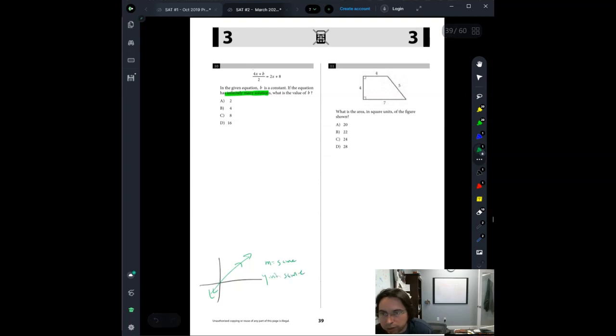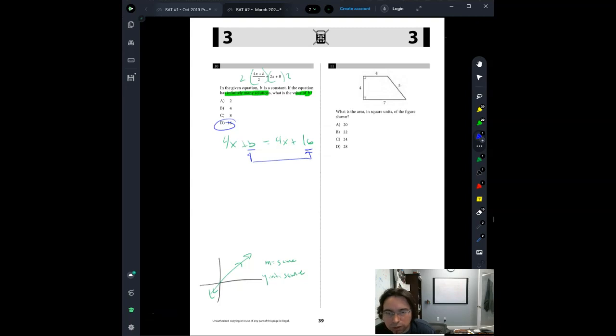So we need to work on this. Multiply by 2. Multiply the other side by 2. So now we have 4x plus b equals 4x plus 16. We want to know what the value of b is here. And so we can then see that b here is equivalent to 16. B is the answer choice.